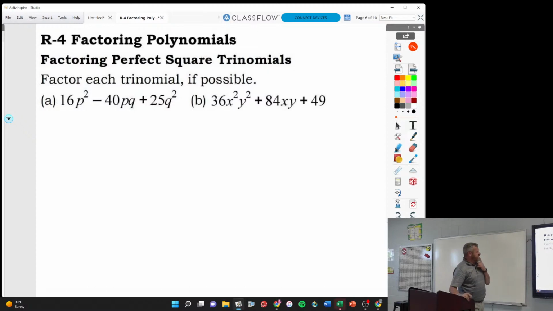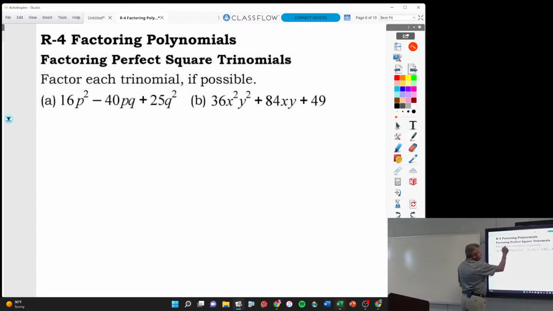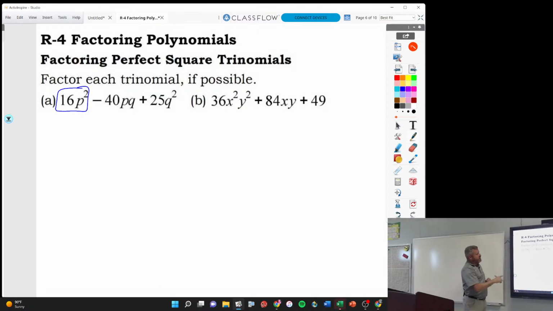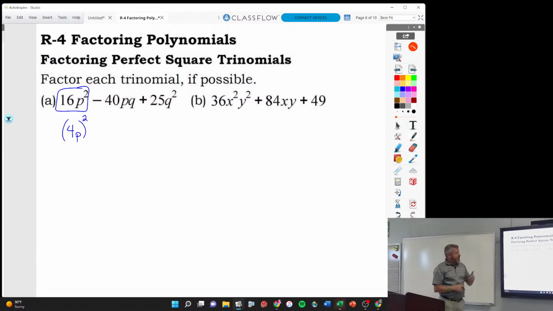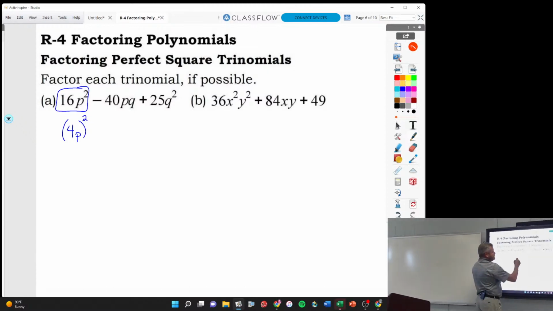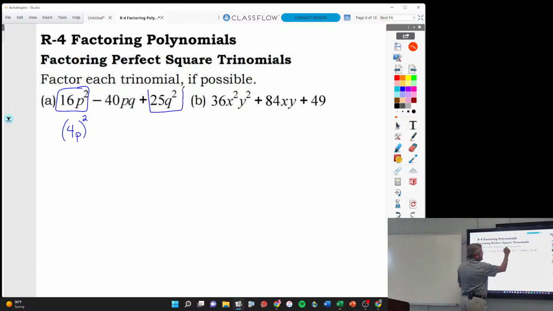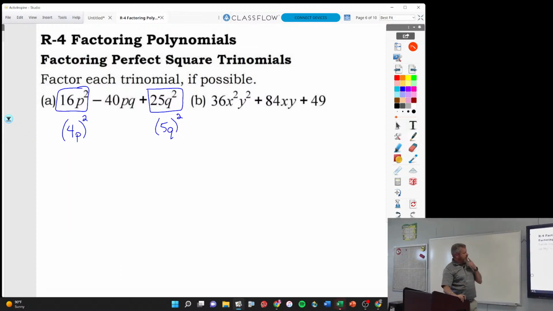But if we look at this, it's kind of interesting. Notice that this first term, 16p squared, is a perfect square. 16p squared is the same thing as 4p times 4p, or 4p squared. That's kind of interesting. How about the last guy? 25q squared is also a perfect square. 25q squared comes from 5q times 5q, or 5q squared. That's kind of interesting.